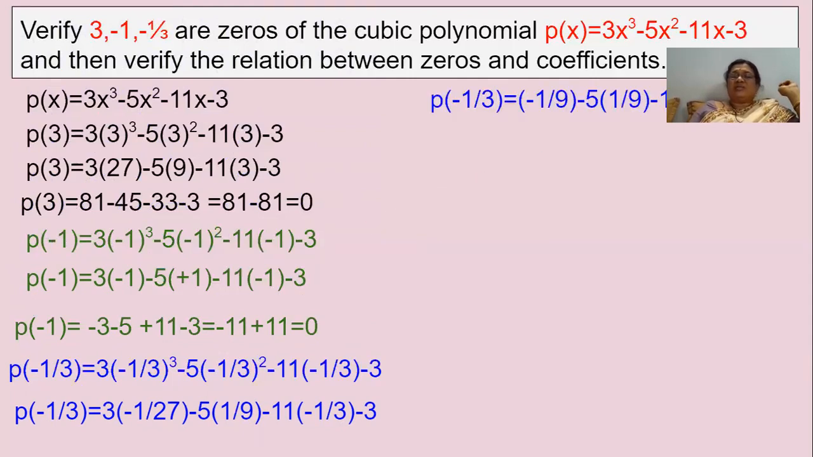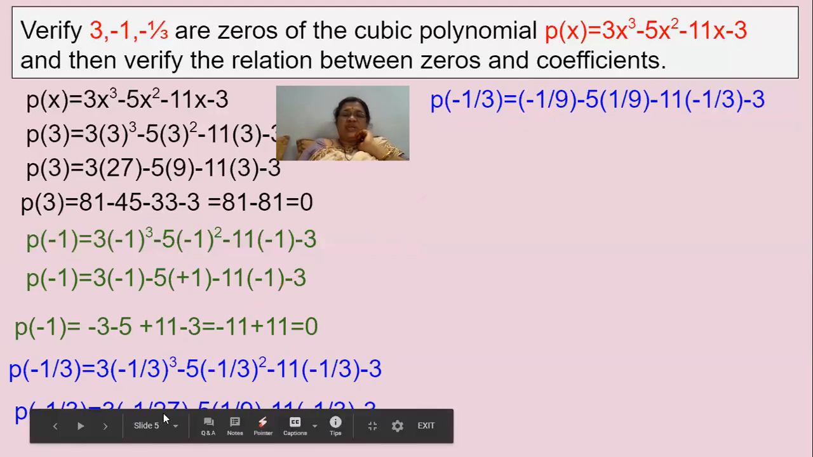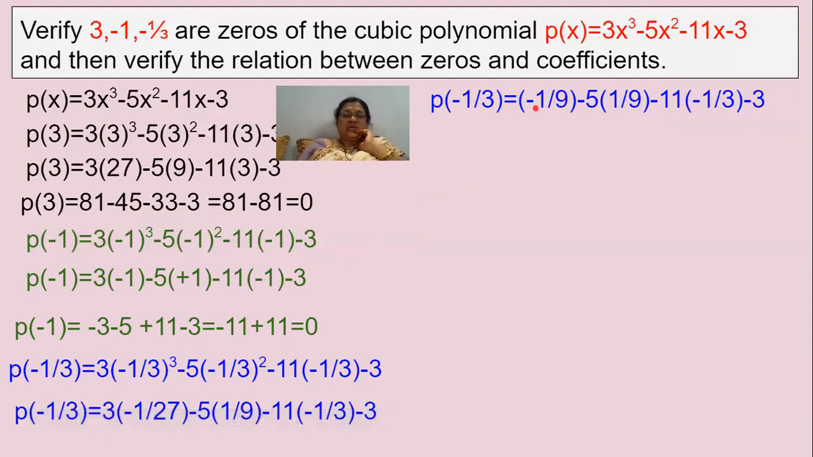And here, look here, you'll get 3 cancels with 27. So 3 ones are 3, 9 3s are 27, isn't it? So this is minus 1 by 9, and here you will get 5 by 9. Yes, 5 by 9, and this one the same thing I have written here also.